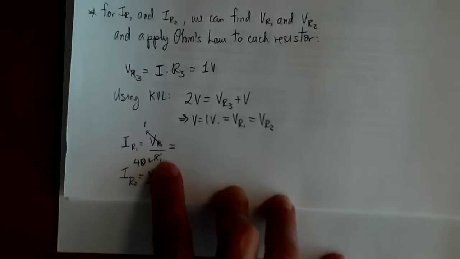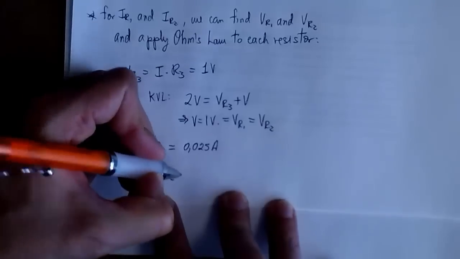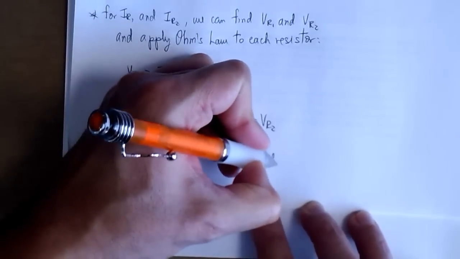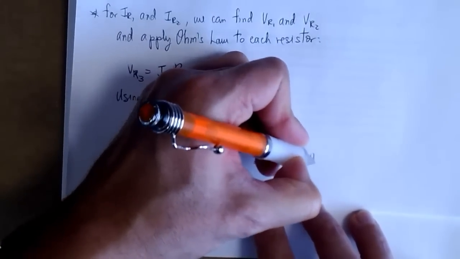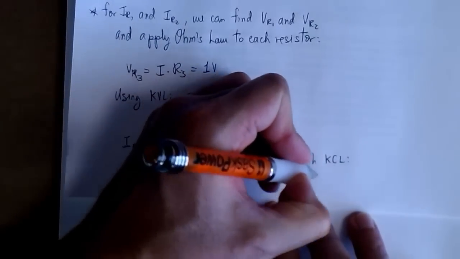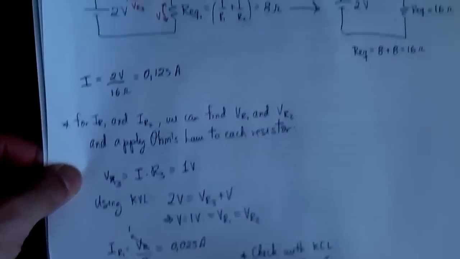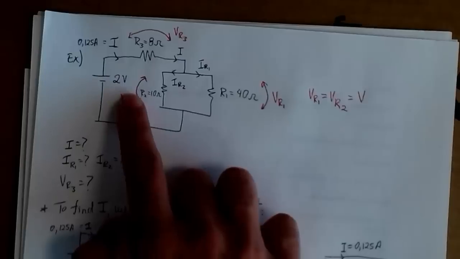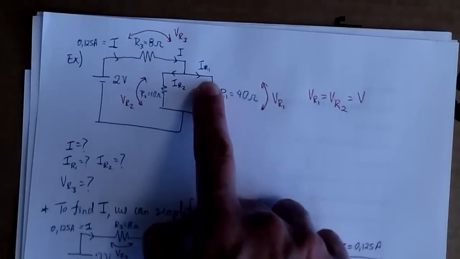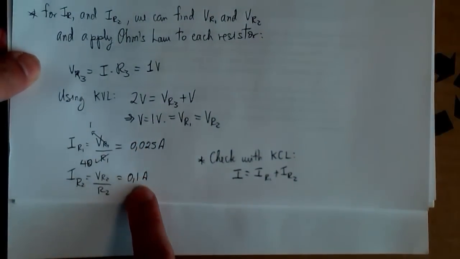For IR1 we have 1 over 40, and that's going to give us 0.025 amps. And for IR2 we have 0.1 amp. Now we can check this result with Kirchhoff's current law. We know that the total current I has to be equal to the summation of IR1 plus IR2. And in this case we have a total current I that is 0.125 amps, 0.025 flowing through R1 and 0.1 flowing through R2. So the summation is 0.125.